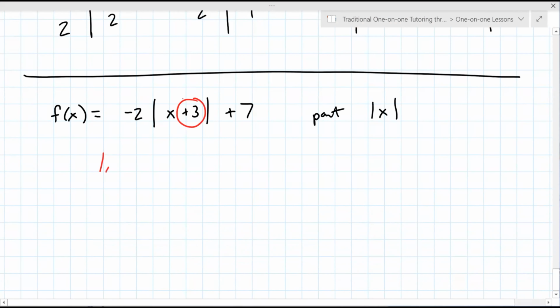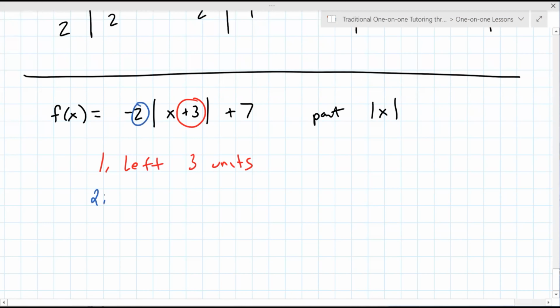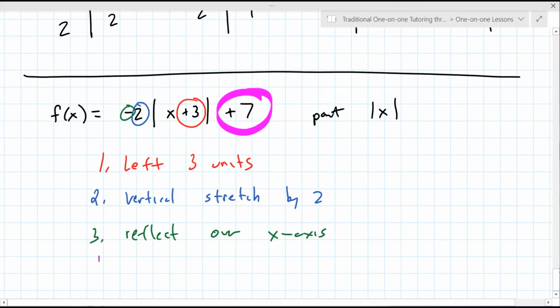What is that first transformation? What is plus 3 when it's inside parentheses? Horizontally moving to the left by 3 units. Very good. The next one is this 2 out in front. That is, you will stretch it by 2. And then how about the negative? The negative makes it reflect over the x-axis. And then the last one here, move up 7 units.